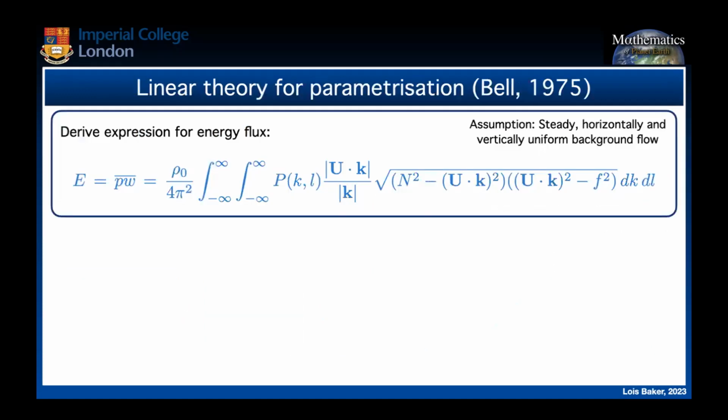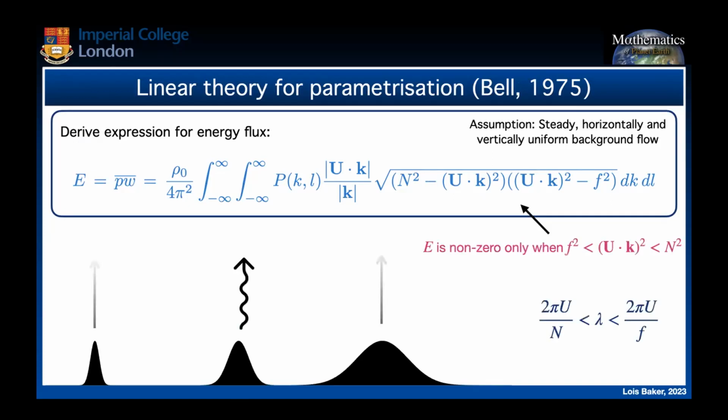So this is the expression that you can derive using the linear theory for energy flux. So E is the energy flux. Notice this is a double integral over horizontal wave numbers k and l. And we're assuming steady, horizontally and vertically uniform background flow. Again, perhaps not a good assumption.